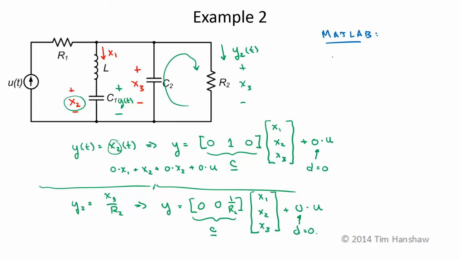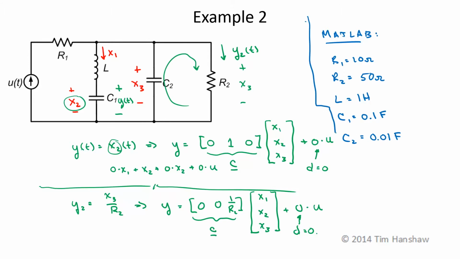For our simulations, I'll choose R1 equals 10 ohms. R2 is equal to 50 ohms. I'll make L 1 Henry. I'll make C1 equals 0.1 farads. And C2 equal to 0.01 farads. So now we'll go to MATLAB.